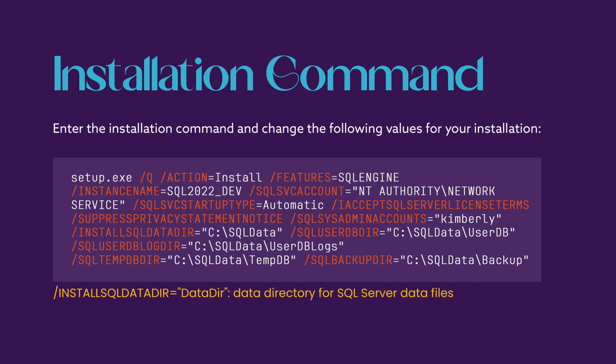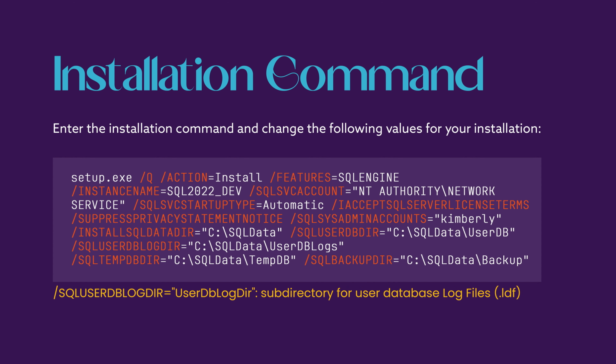The install SQL data directory parameter sets the root location where all SQL Server files are stored. The remaining parameters set subdirectories within this root directory. The SQL user database directory specifies the subdirectory where your user databases will be stored, ensuring that your data is secure and easily accessible. It's stored in an MDF file, and that is the primary file in SQL Server databases. It acts as the central repository containing the core data, including tables, views, stored procedures, and the database schema itself.